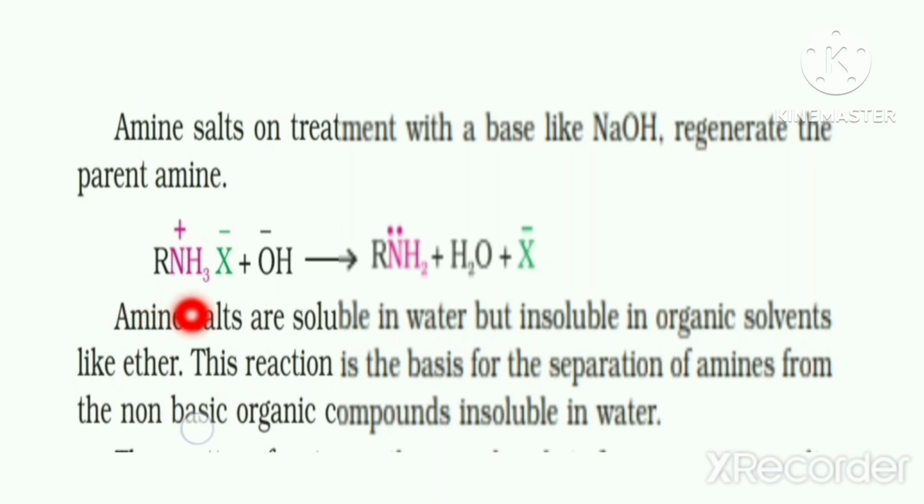This is the salt which is formed in the previous reaction. When it reacts with a strong base like NaOH, formation of the amine again takes place with the removal of water molecules and halogen. Amine salts are soluble in water. Listen carefully, the amine salts are soluble in water but insoluble in organic solvents like ether.